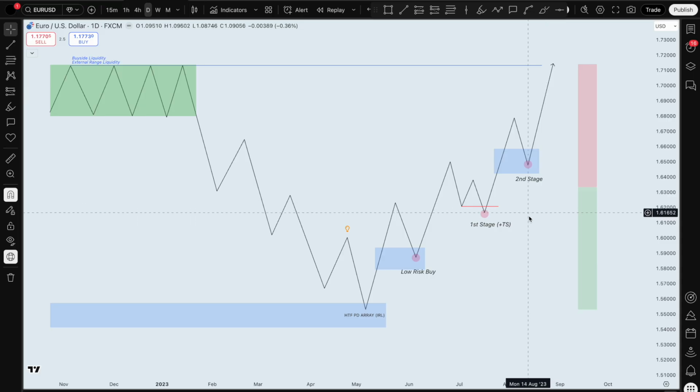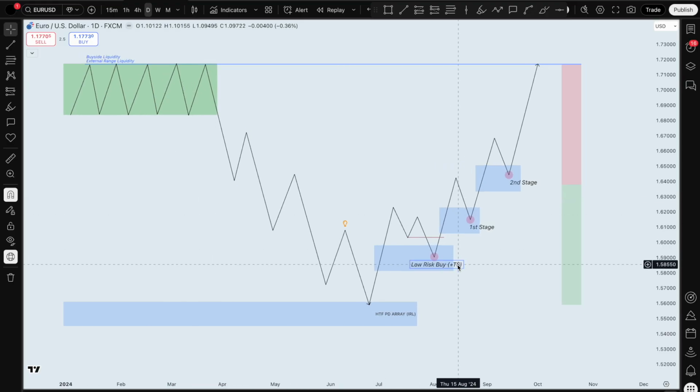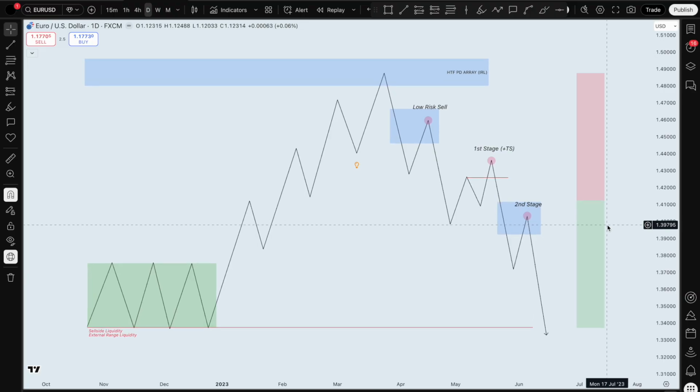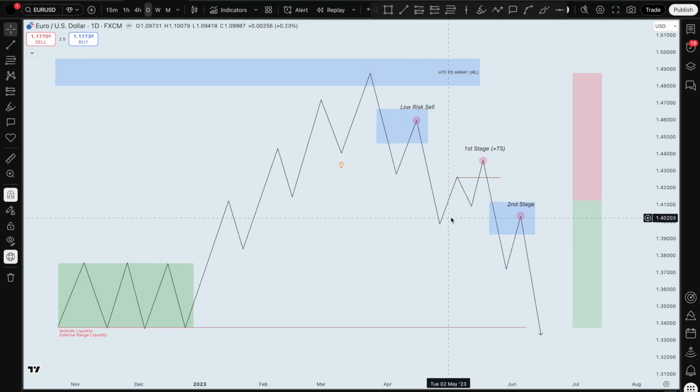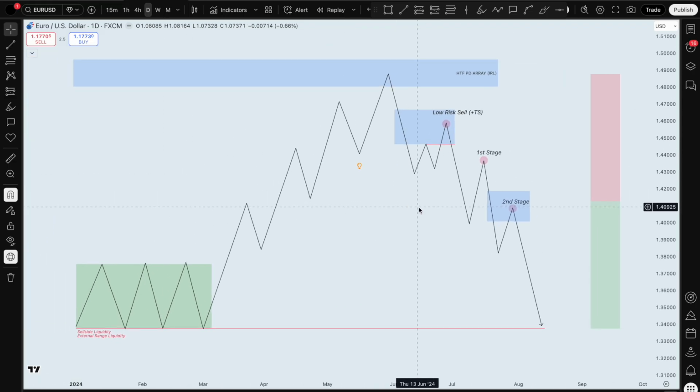So this is the classic market maker buy model. This is the market maker buy model with the turtle soup or high resistance signature on the low risk buy. This is the market maker sell model with the low risk sell, first stage and second stage. So classic one with the turtle soup on first stage. There you have your equilibrium. And this is your market maker sell model with the turtle soup on the low risk sell.